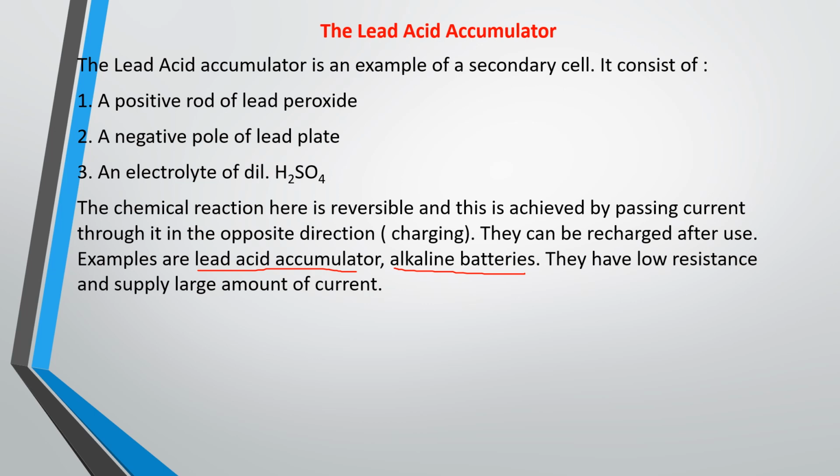Okay, so what we need to know is the constituents of this type of cell. The electrolyte is dilute H2SO4. Then you have the positive plate of lead peroxide and the negative plate of lead. Okay, so this is all about the lead acid accumulator. And before we leave this topic, I decided to put together a summary of some information that you need to know about production of continuous charges.